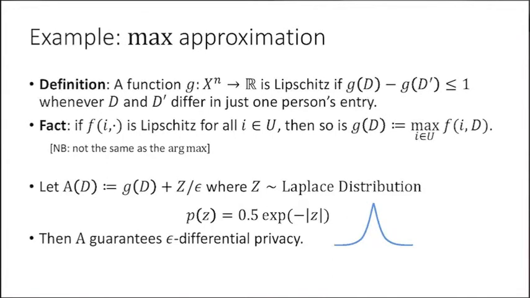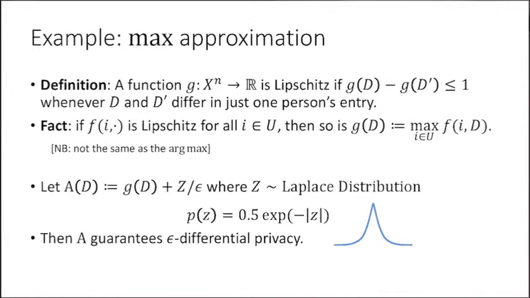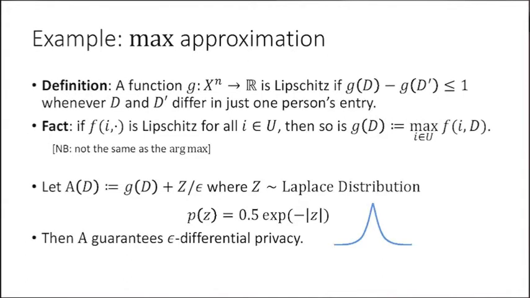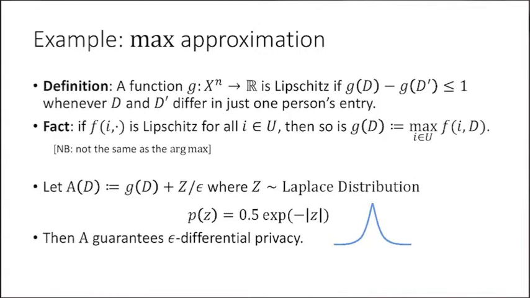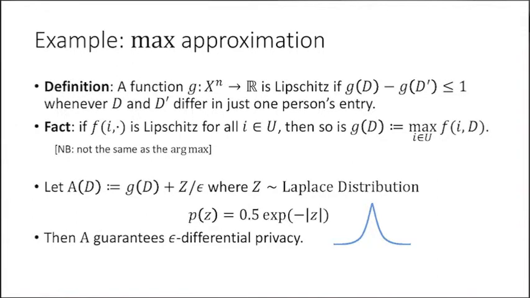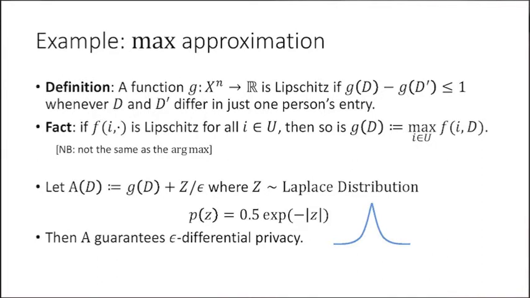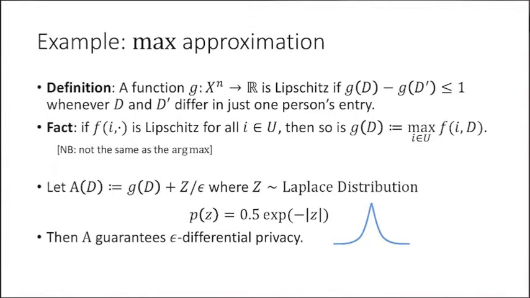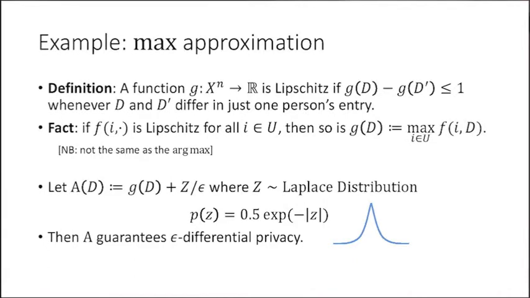This noise can be rather small. This is just a constant with respect to n. So if you draw this amount of noise from the Laplace distribution, which has this nice exponential form, then it turns out this procedure will be epsilon differentially private. And the whole reason is just that this function is smooth, and so you're not shifting the distribution by much. Okay, so this is one of the simplest examples of a differentially private procedure.